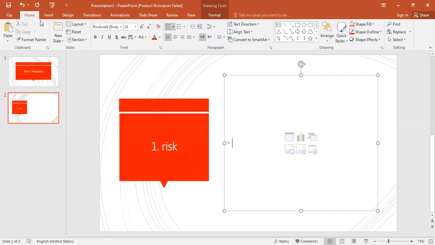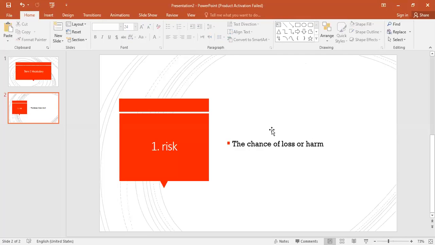Excellent. Okay, very good. All right, so risk is when we take a chance. When we take a risk, we take a chance of loss or of harm. That's why you said in danger. So risk is the chance of loss or harm. All right? Anybody have any questions about the word risk? No. Okay, let's move on.